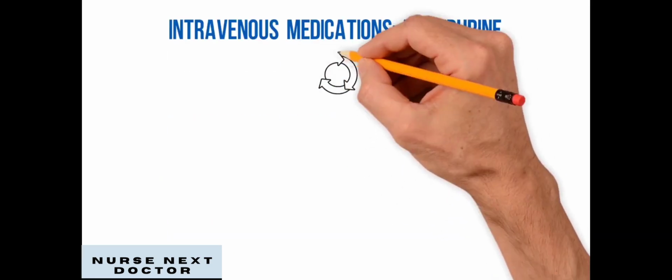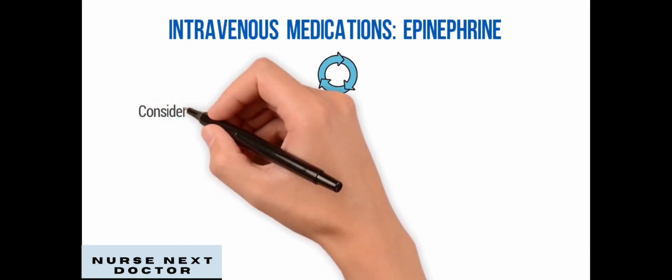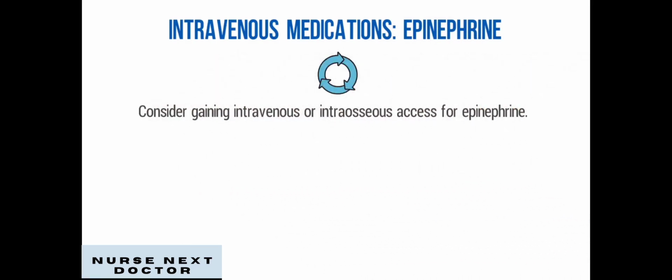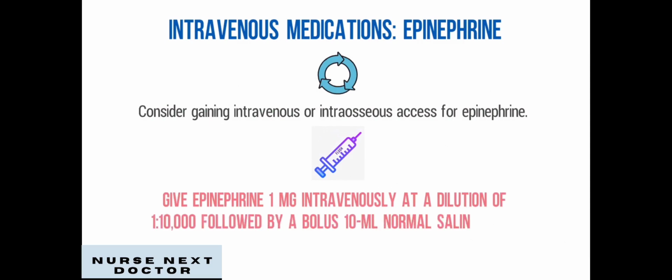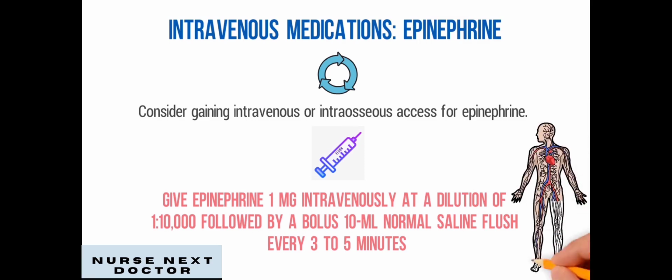Intravenous medications. Epinephrine. Repeat the circular algorithm. Consider gaining intravenous or intraosseous access for epinephrine. Once access is established, give epinephrine 1 mg intravenously at a dilution of 1 in 10,000, followed by a 10 ml normal saline flush every 3 to 5 minutes. It is recommended to elevate the extremity where the IV access is in place while administering drugs in cardiac arrest patients. Also, administer the drug with chest compressions. These actions facilitate the flow of the drugs to the central circulation.